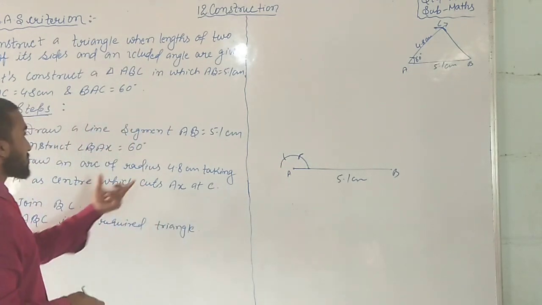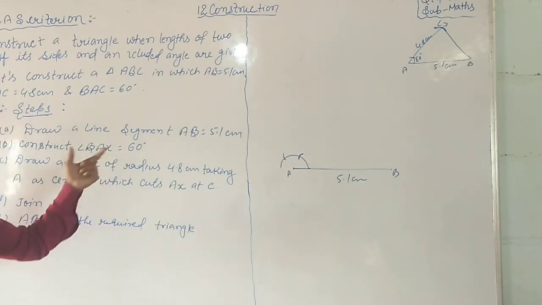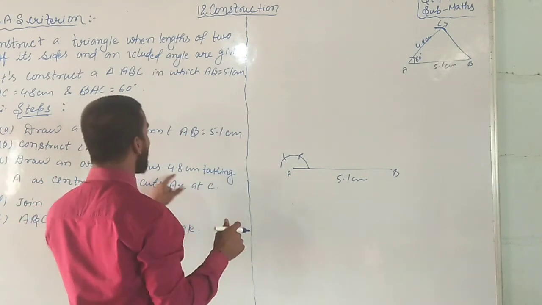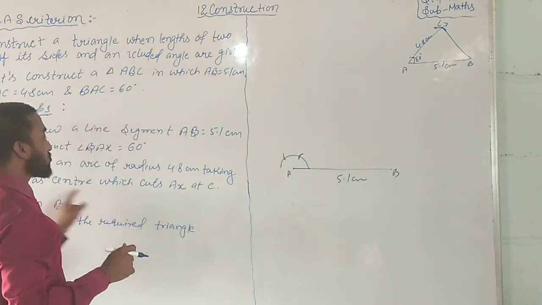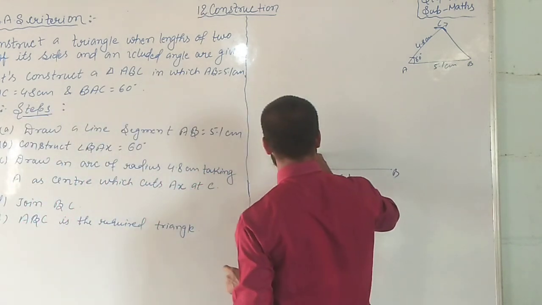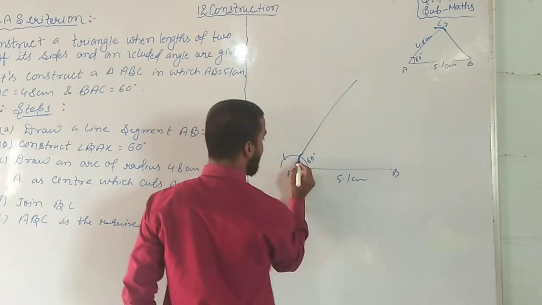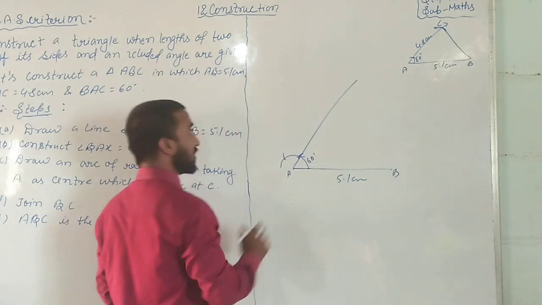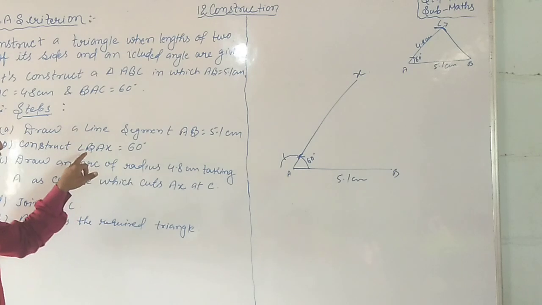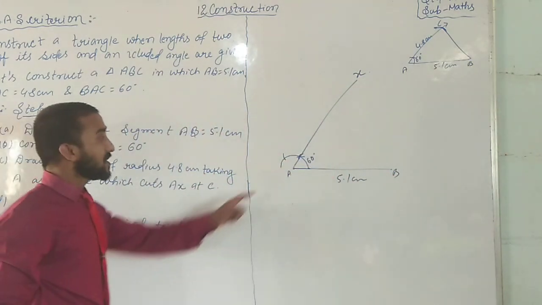So what is the given problem? See, angle BAX is equal to 60 degrees. Draw an arc of radius 4.8 centimeters, taking A as the center, which cuts AX at C. What we have to do? It will extend as AX. Okay, students, and we will mark here 60 degrees. So 60 degrees is marked here. Now consider this as X, because the angle BAX is given. So BAX makes a 60 degree angle.